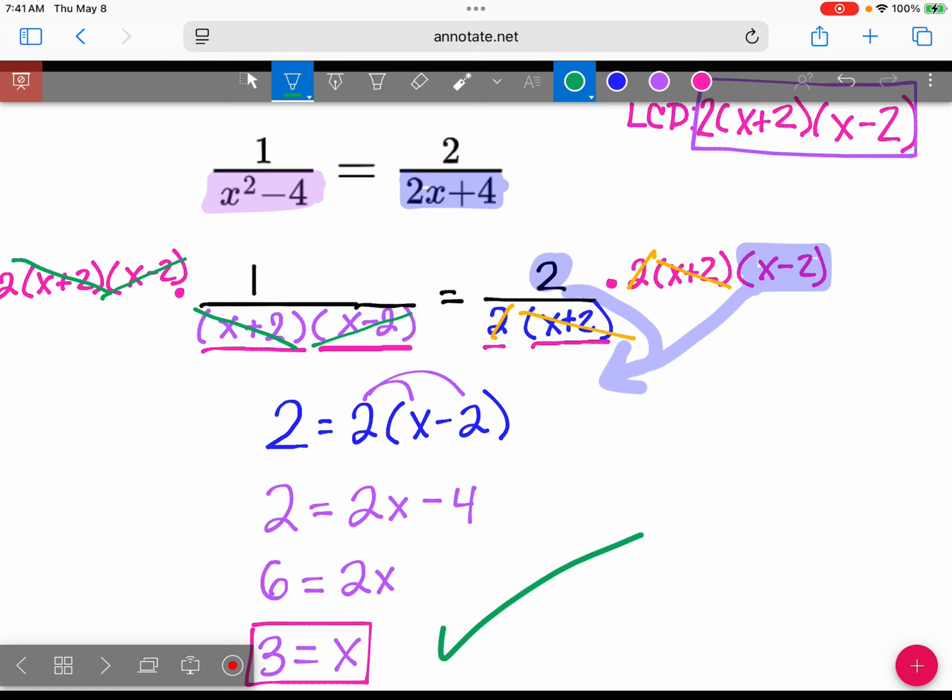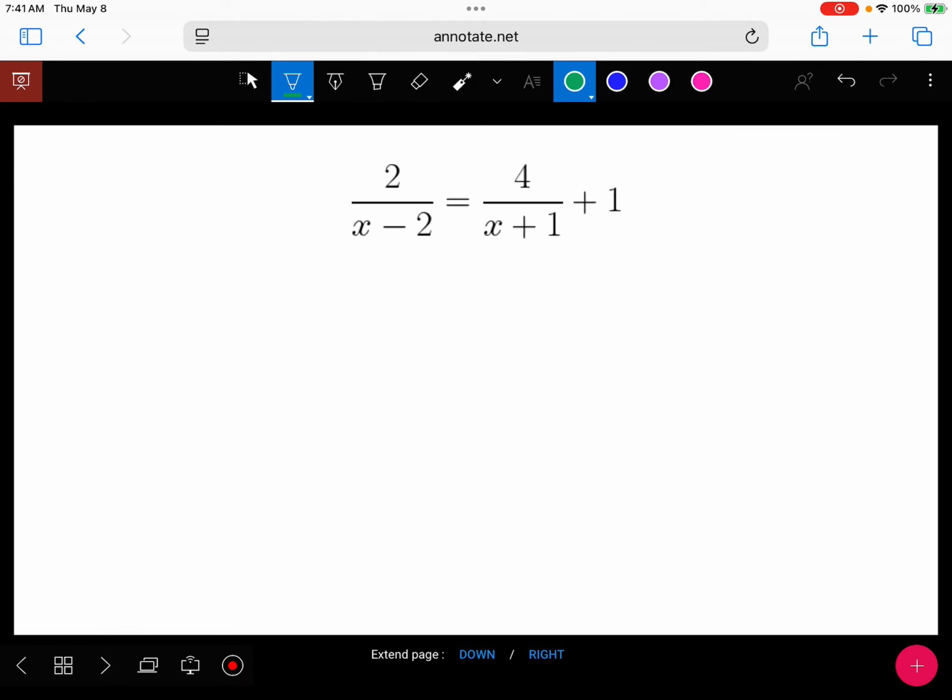Questions on this one? Okay, let's do the next one. Let's look at number 3. We've got 2 over x minus 2 equals 4 over x plus 1 plus 1.